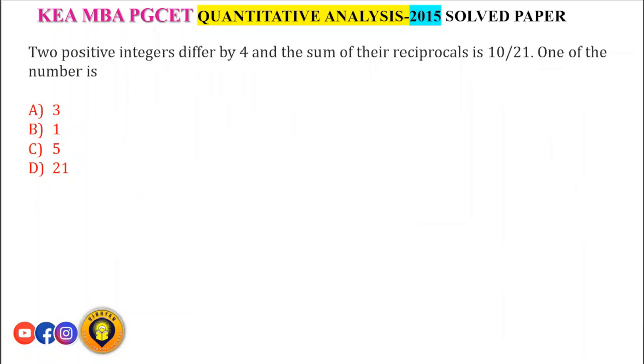Two positive integers differ by 4 and the sum of the reciprocals is 10 by 21. Let x be one integer and y be another integer. They differ by 4, that means the difference of these two numbers is 4. x is the larger number, y is the smaller number. Now the sum of the reciprocals is 10 by 21, that is, reciprocal means 1 upon x plus 1 upon y is equal to 10 by 21. Got it?